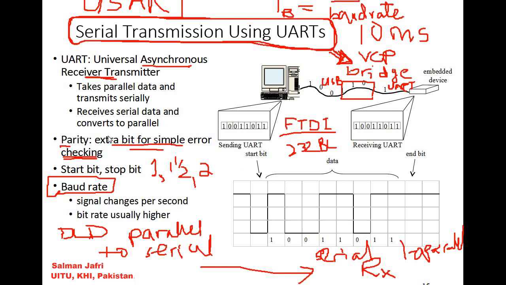So this is the idea. Now we can have the parity bit as well. Parity is basically an extra bit for error correction or error checking, right? And we can have the start bit and stop bit.